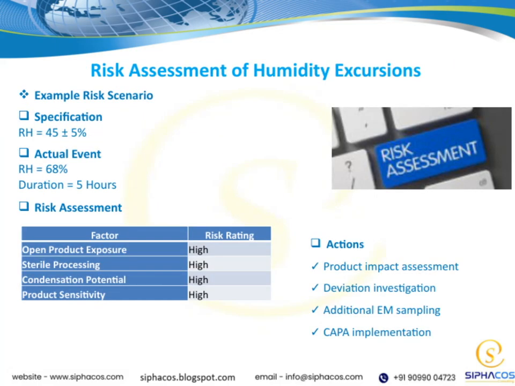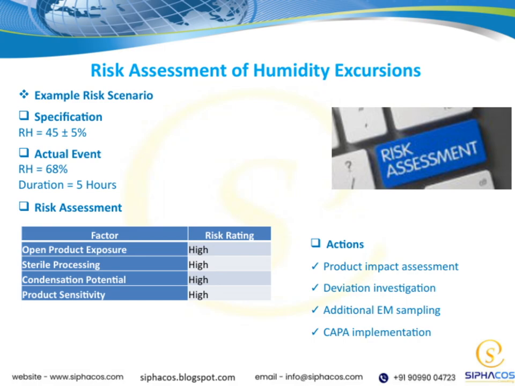Let's look at the actions we're taking to manage risk. We start with a product impact assessment, understanding how changes affect what we make. Then, we investigate any deviations from our standards. Additional environmental monitoring sampling helps us catch issues early. Finally, we implement corrective and preventive actions, or CAPA, to fix problems and stop them from happening again.